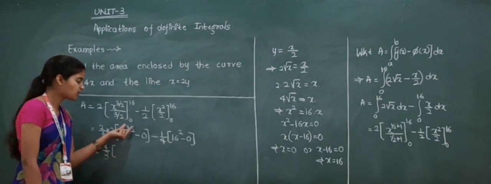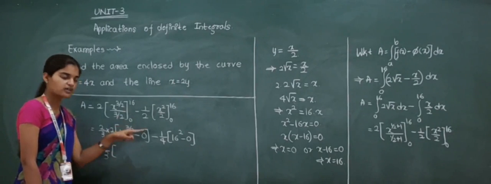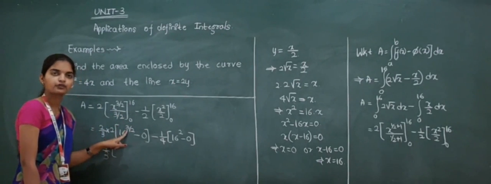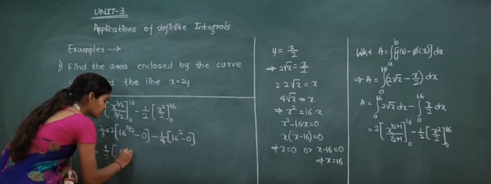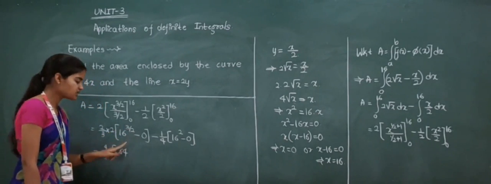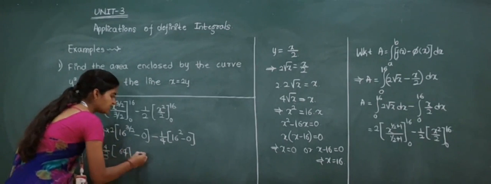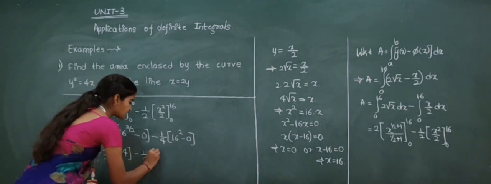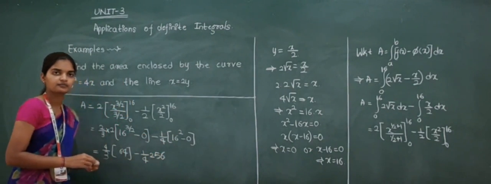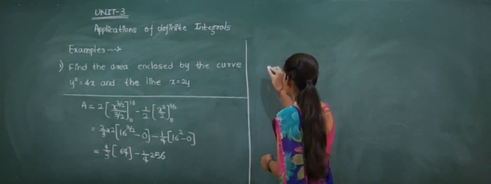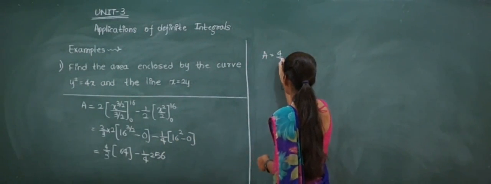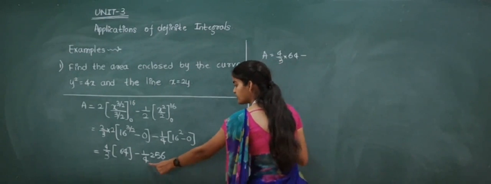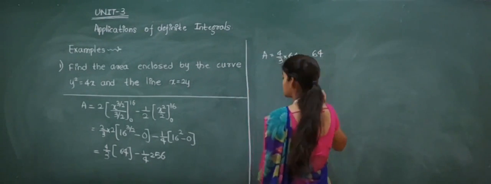So 16 raised to 3 by 2. First consider 1 by 2. 1 by 2 is nothing but square root. So the square root of 16 means 4, and 4 cubed is 64. So therefore the value of 16 raised to 3 by 2 is 64, and minus 1 by 4, and 16 square is 256. Now continuing from the last step, A is equal to 4 by 3 into 64, then minus 256 divided by 4. This is nothing but again 64 itself.